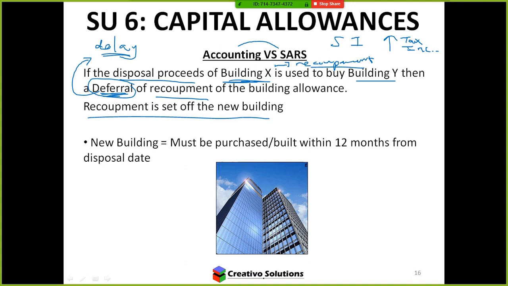But the new building, just a little note, must be purchased or built within 12 months. So you can't claim a deferral of a recoupment on a building that was used to purchase another building, but it was done long ago. That wouldn't make any sense, and SARS doesn't allow that. They are very strict. I don't think I've seen any questions covering this, but it could come up. It's discussed in your study guide, so it could be examinable, depending on the examiner.